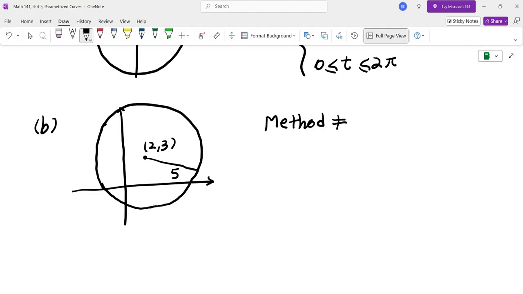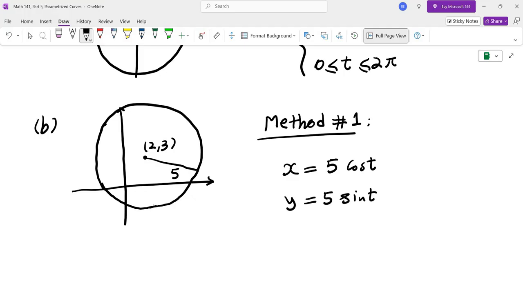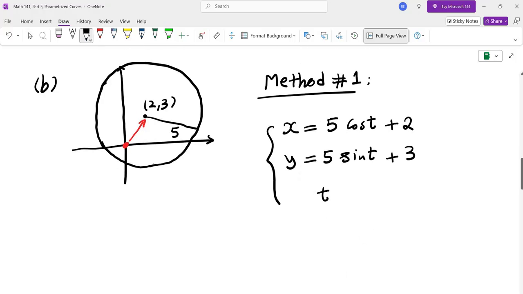So method number one would be to think about it this way. Well, what if this were a circle of radius 5 centered at the origin? Then based on what we just saw, it would be 5 cosine t and 5 sine t. So this is a circle centered at the origin with radius 5. But we are moving the origin, which is (0, 0), to (2, 3). It means we are increasing the x component by 2, and we are increasing the y component by 3. So the parametrization then becomes the same as the parametrization of a circle of radius 5 centered at the origin, except x and y are increased by 2 and 3.